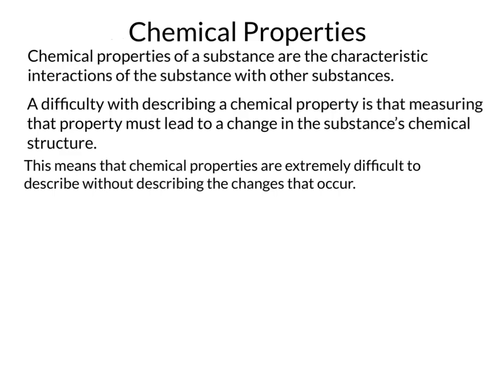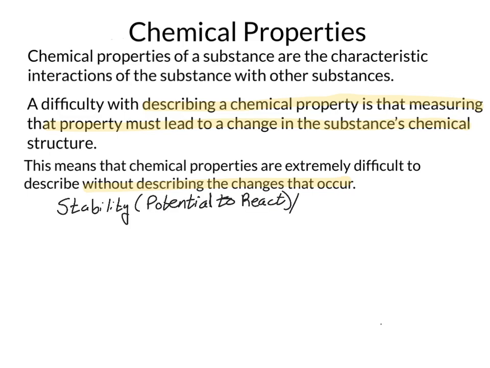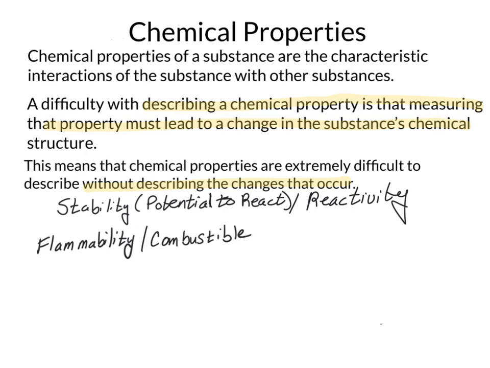The chemical properties of a substance are the characteristic interactions of that substance with other substances. It is very difficult to describe chemical properties, because measuring that property must lead to a change in the substance's chemical structure. That means chemical properties are extremely difficult to describe without describing the changes that occur. Some of the basic chemical properties that we look at are stability, potential to react, and reactivity. So we might look at flammability, or a similar term, combustibility.